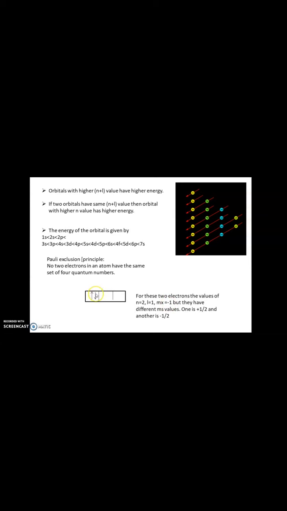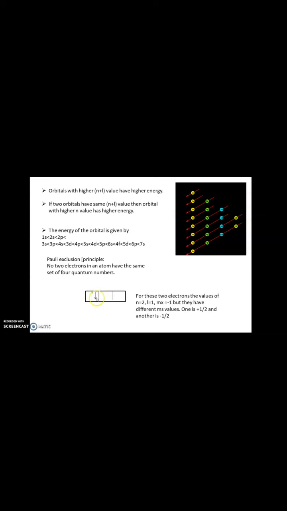Clear? Now for the second electron, same, n equals 2, since it is present in the 2px orbital. L equals 1 for the second electron, and mx value will be equal to minus 1. Clear? So for these 2 electrons, n equals 2, L equals 1, and mx equals minus 1. But they have different ms values. The ms value for the first electron is plus half, since it is spinning in the clockwise direction, and the ms value is minus half for the second electron.